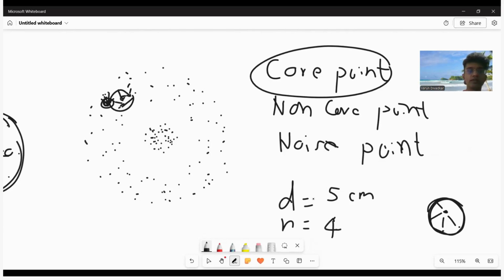It goes on checking like this and creates a list of all the core points. All right, now suppose you have these many core points. All these are core points, right? Say you have 1,000 core points. And after that, it checks for the non-core points as well.